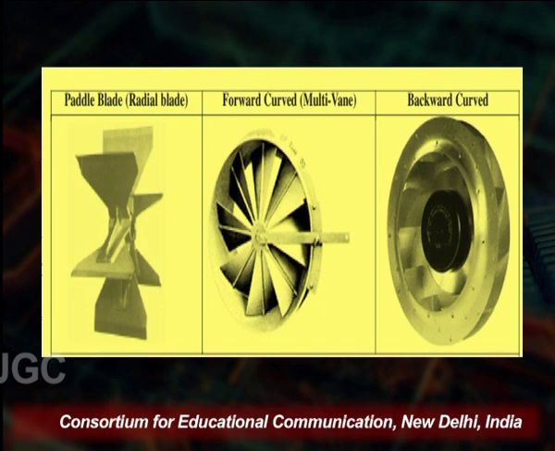So, it will not affect the loading on the motor because of the change in static pressure. You see on the screen the different types of centrifugal fans. You see the paddle blade here, that is the radial, second is the forward curved, which has a maximum number of blades as compared to the radial fans, and at the last the backward curved fans, also having a large number of blades, and all have their own utility and applications.